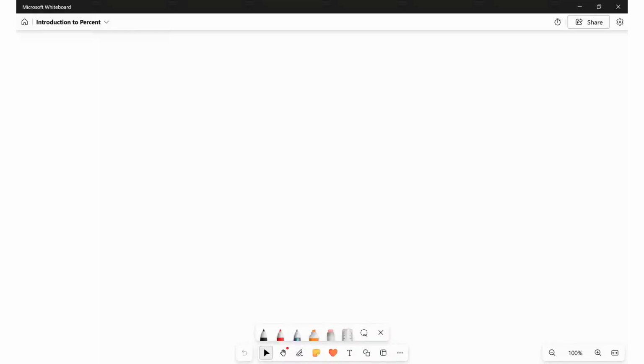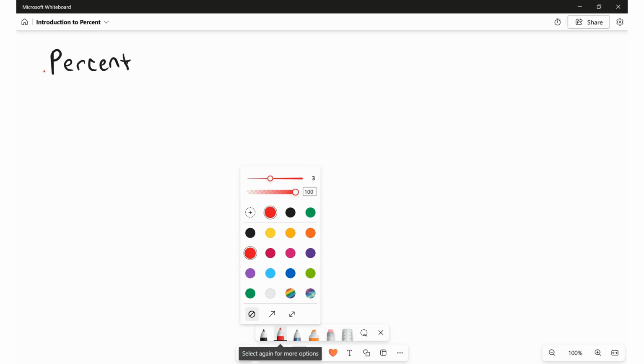Let's get into percent. Before we get into the math of percent, I would like to take a moment and just talk about the definition of percent. And when I talk about the definition, I don't mean in math terms. We have our word percent. This word has some Latin roots and it's broken into two pieces, per and cent.